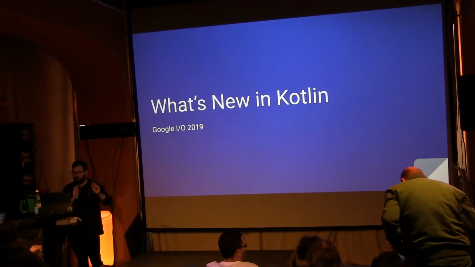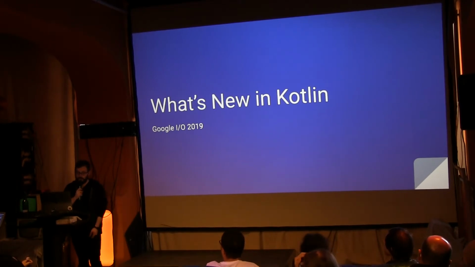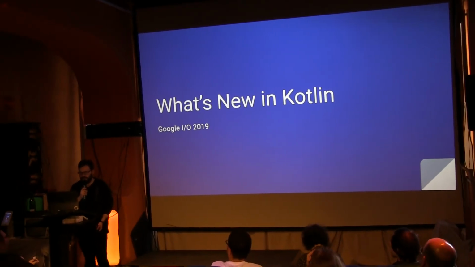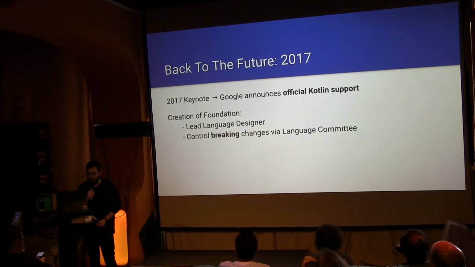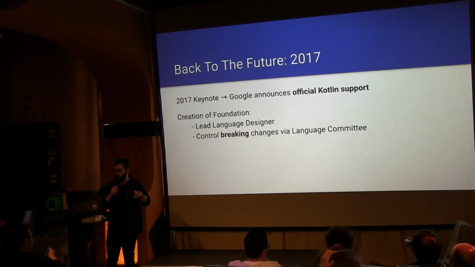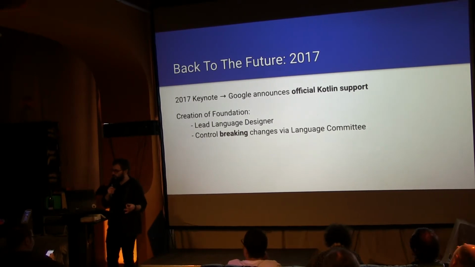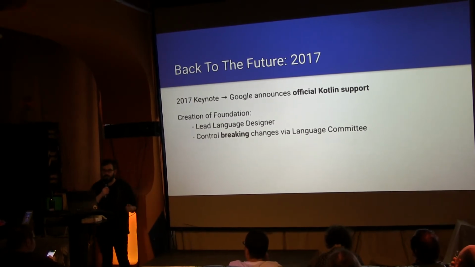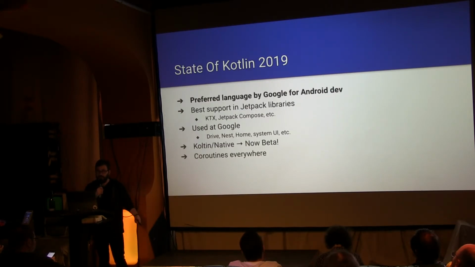Hello, I'm Miguel, and I will show you today what Google presented as new in Kotlin this year, but in 5 minutes. First, a look at the past. You probably remember the keynote in 2017 when Google announced Kotlin as officially supported, and the creation of the Kotlin Foundation, whose main job is to keep the API stable while evolving, and it seems that they are doing a really good job at that. But now in 2019, it's clear: Kotlin is the preferred language for developing Android apps.